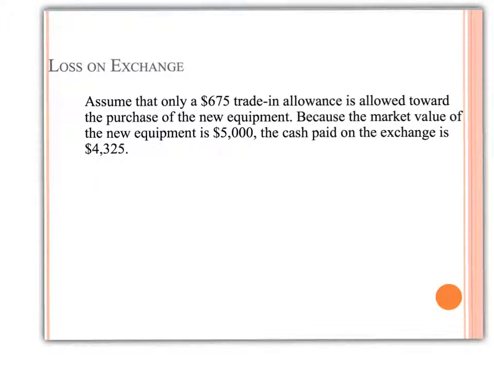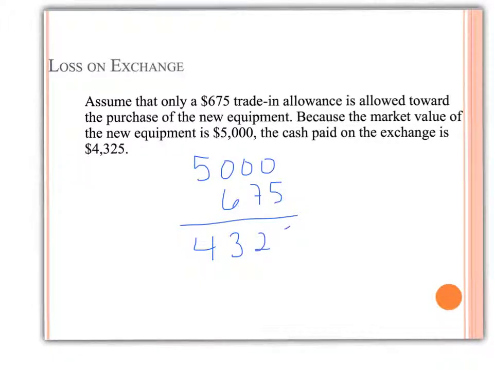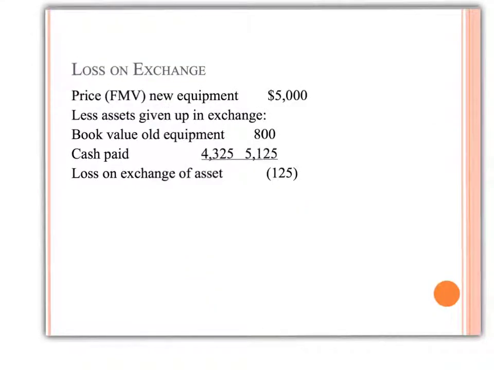Let's take a look at a loss on exchange. Using the same information, but we're going to change some of the assumptions. Assume that only $675 trade-in allowance is allowed toward the purchase of a new equipment. Because the market value of the new equipment is $5,000, the cash paid on the exchange is $4,325. Do you need to see that? We have $5,000. Our trade-in allowance is $675. The difference needs to be paid in cash, $4,325.